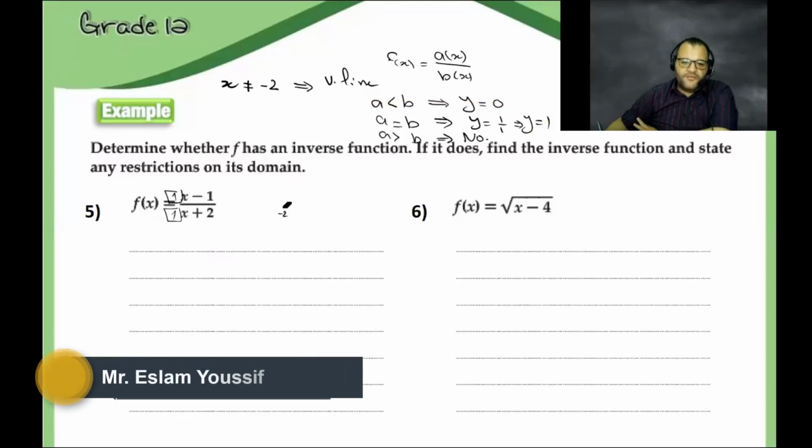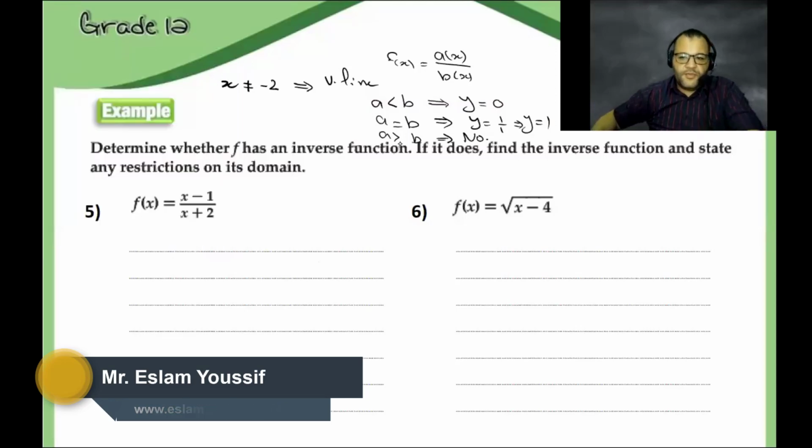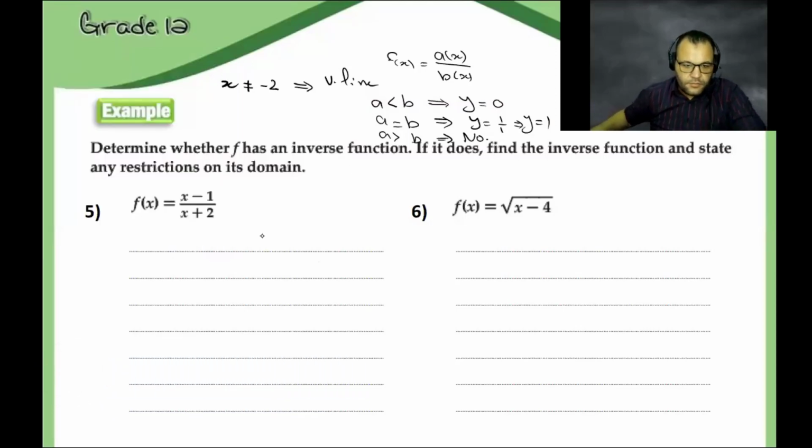So how can we find the inverse? You remember how we find the inverse? What is step number 1? First, we remember that we have the domain. What is the domain? The domain of this function is R without negative 2. And the range? The range is R without 1.